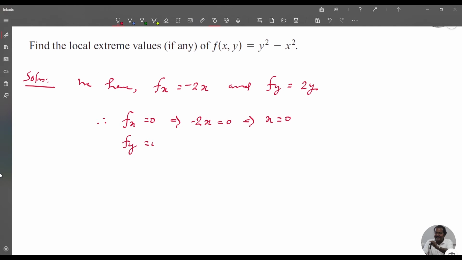And f y equal to 0 implies 2y equal to 0. So this implies y equal to 0. Therefore, origin is the only critical point because the domain of the function is the entire x y plane. Therefore, origin 0, 0 is the critical point.